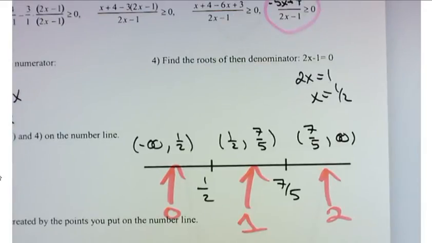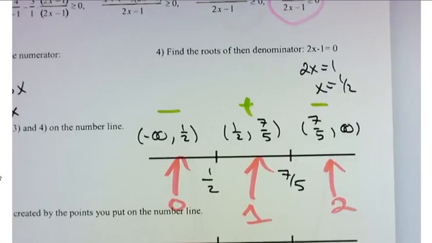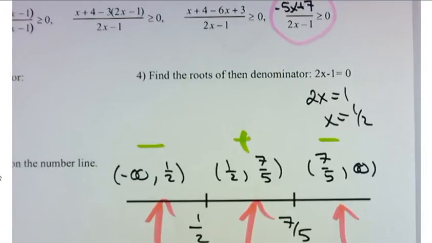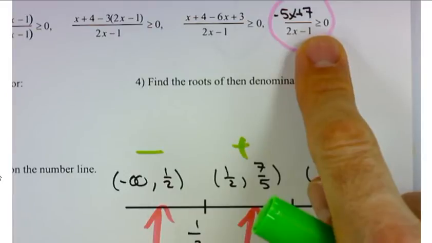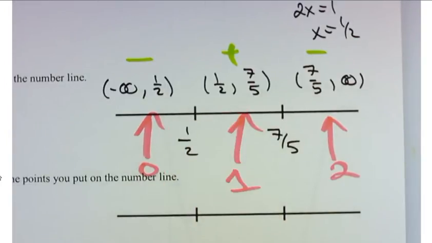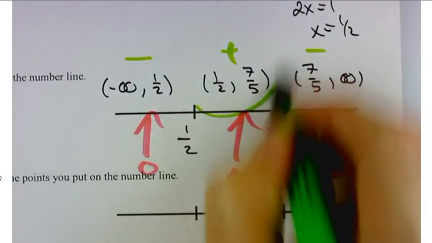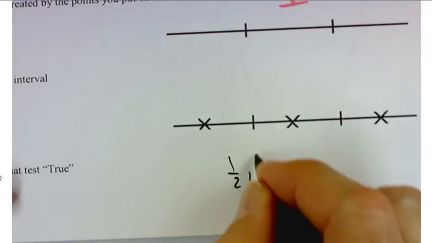So negative, positive, negative. Emily, which intervals do we want? Good. We want to know where this expression is greater than or equal to 0. And in fact, we want to know where it's positive. So we want this interval right here, 1/2 to 7/5. But we got to be a little bit careful about that. Let's write 1/2 and 7/5 down here.